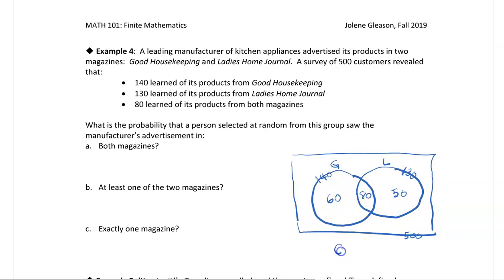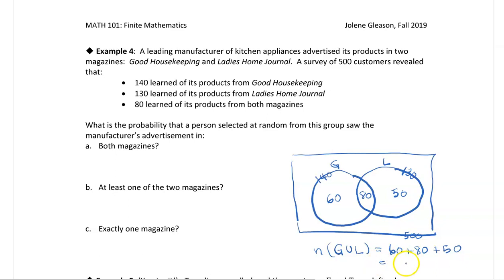Okay, so if you add these up, let's look at this. We have G union L, all right? The number of people in the union of those two sets will just be the sum of 60 plus 80 plus 50.